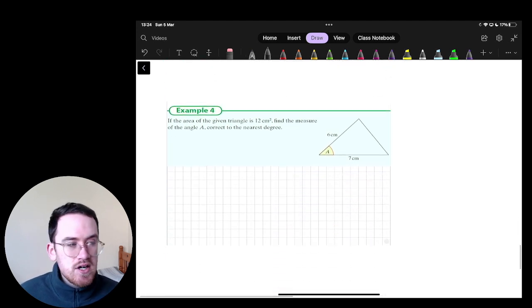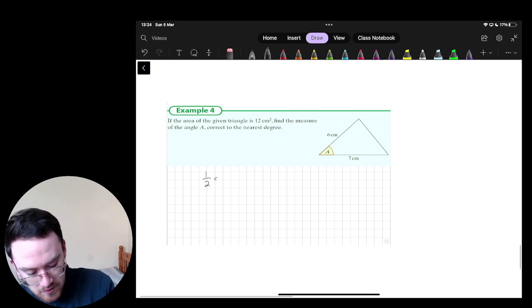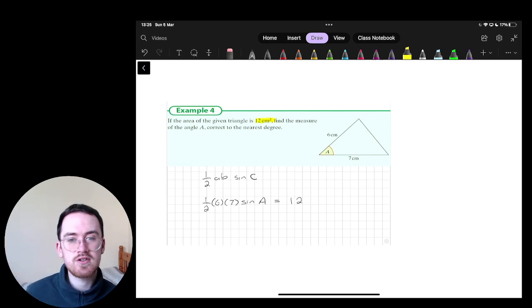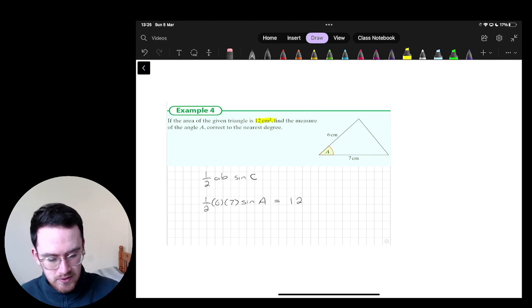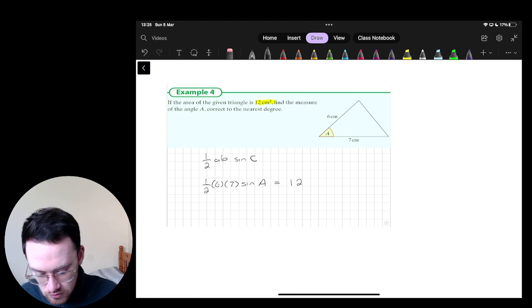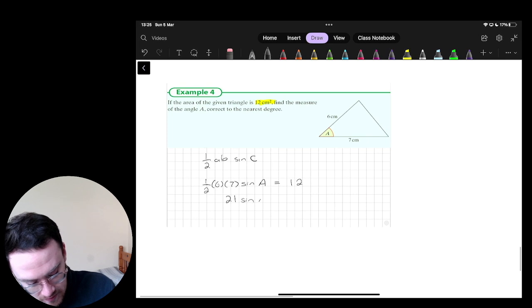Looking then at the next part, again, two sides, angle between them. So we have half AB sine C. Okay, this time they've said the angle is called A. Doesn't really matter, we can write down the formula as it is, and we can fill in the different angle, and they've given us the answer this time. Okay, so they've said the answer is 12 centimeters squared. Find the measure of angle A. So if the answer is already 12 centimeters squared, we can do 1 over 2 by 6 by 7, get 21, so I get 21 sine A is equal to 12.